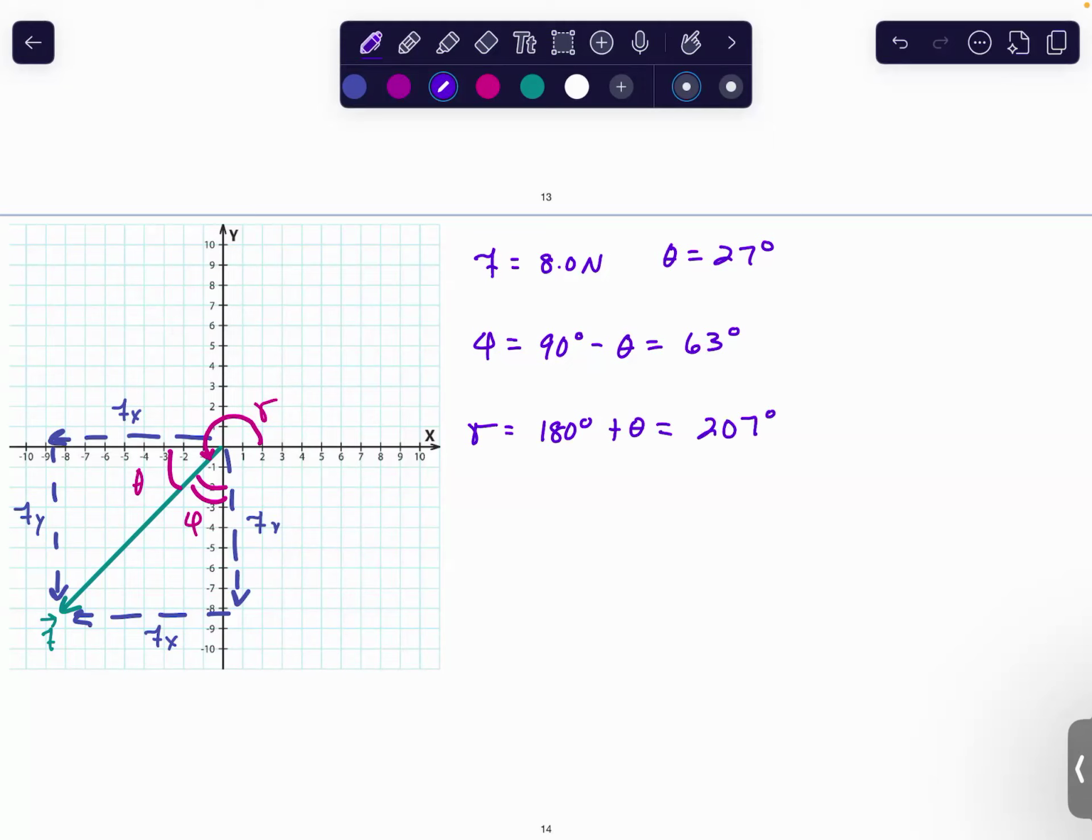Now, real quick, what are the signs on the components going to be? Both of them? Yep. So look at where it's at. So you remember we set positive x is that way and positive y is that way? Well, if I have a vector here, going that way is the negative direction. Going that way is the negative direction. So they both are going to have to be negative.